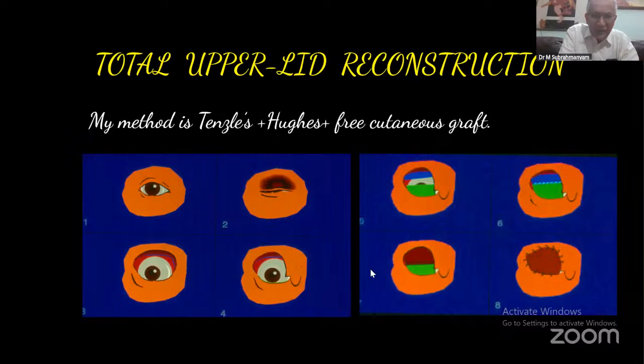For total upper lid reconstruction, my method is a combination of Tenzel plus Hughes plus free cutaneous graft. This is the total upper lid tumor that I have totally removed. Then I will do a Tenzel semicircular flap to mobilize it. And then for the rest, since the tarsus is not provided much, we'll do a flap of tarsus from the lower lid to the upper lid, the reverse Hughes procedure, we call it. We mobilize the tarsus to which the LPS and conjunctiva are anchored, and then we give a free cutaneous graft, and after 6 weeks, we separate them.